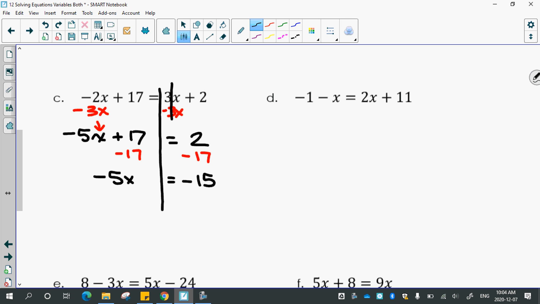And then because x is being multiplied by negative 5, you can't drop the negative. You've got to divide by negative 5. And again, you have to be able to key that into your calculator without dropping a negative. Negative 15 divided by negative 5. And we learned the very first day, negative divided by negative should be a positive. Make sure when you put it in your calculator, negative divided by negative should give you a positive.